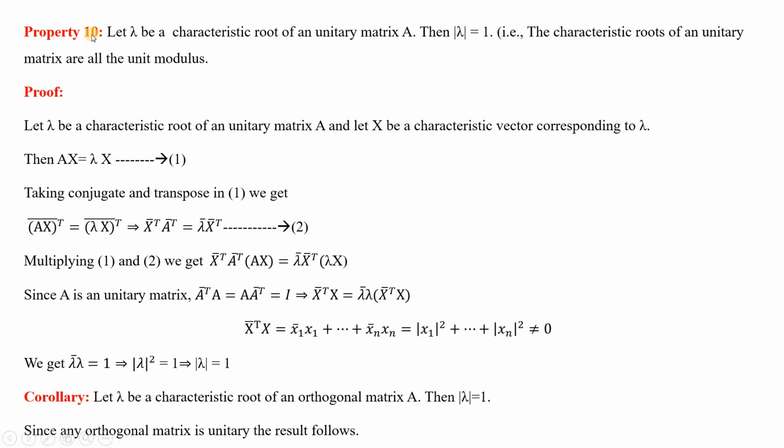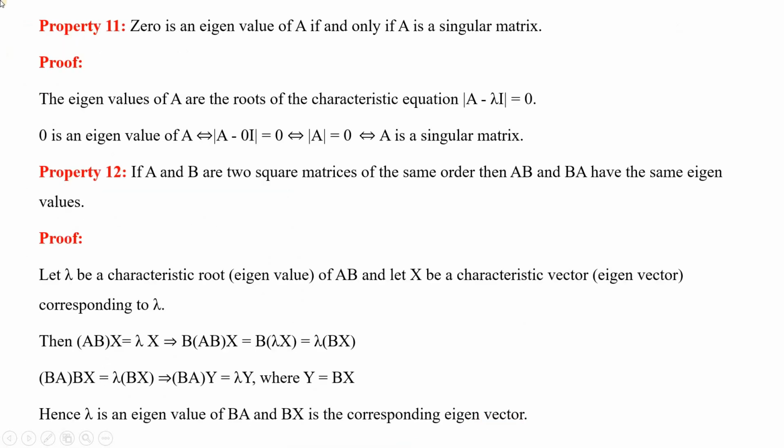In property 10, we will see that if lambda is a characteristic root of a unitary matrix, then modulus lambda equals 1. So what is a unitary matrix? In a unitary matrix, A bar transpose A equals A A bar transpose equals I. So from Ax equals lambda x, we take conjugate and transpose on both sides and substitute the value. We will end up with lambda bar into lambda equals 1, which implies modulus lambda equals 1. So from this property, we can say that if lambda is a characteristic root of an orthogonal matrix A, then modulus lambda equals 1.